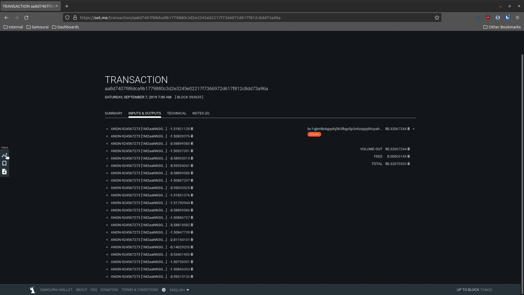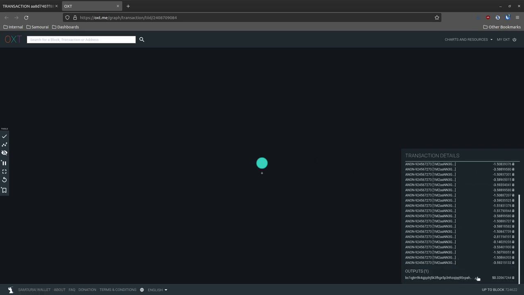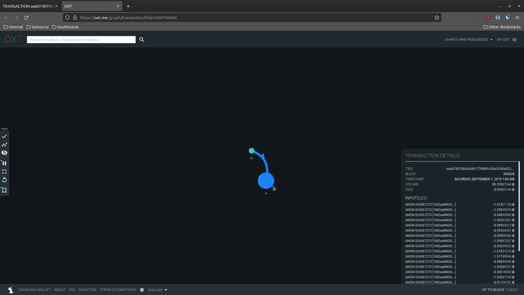But let's look at this through the transaction graph visualizer and see if we can't figure something out. So first thing is we're going to look at this transaction. Again, we have the inputs and one output. We're going to open up this one output.